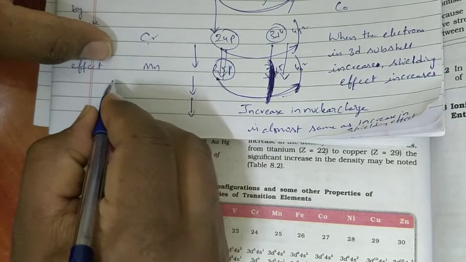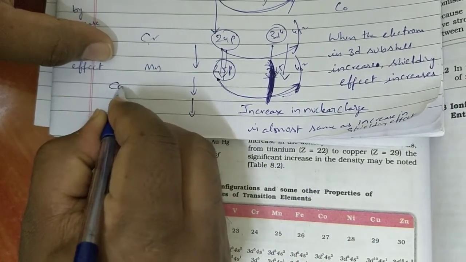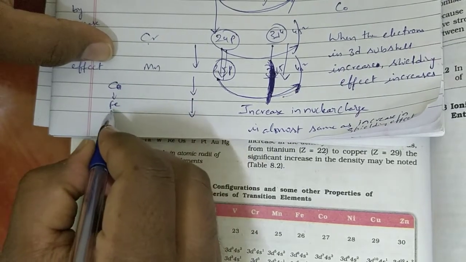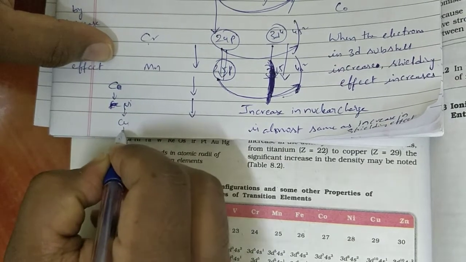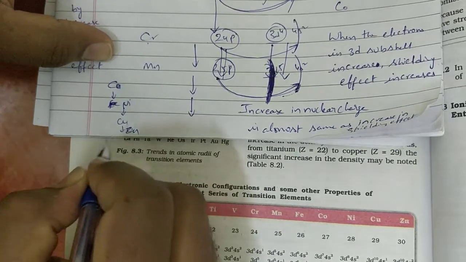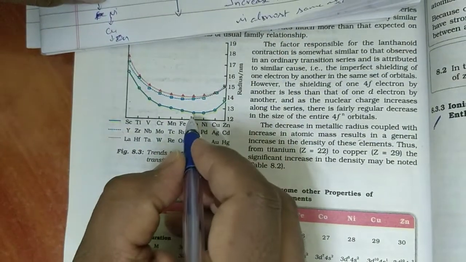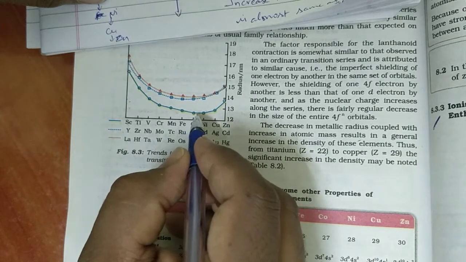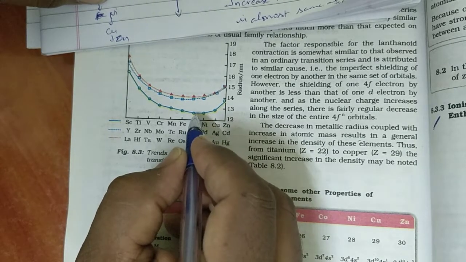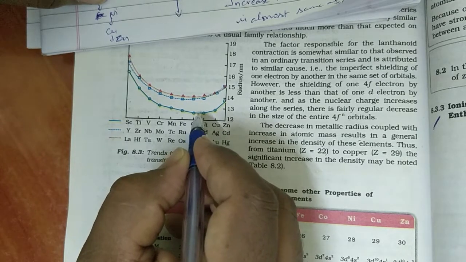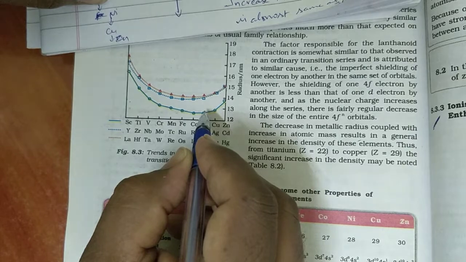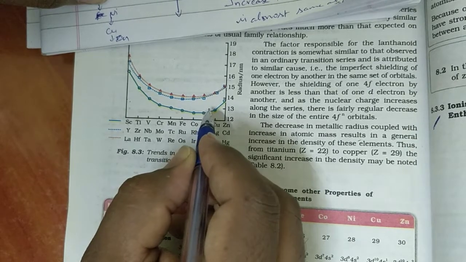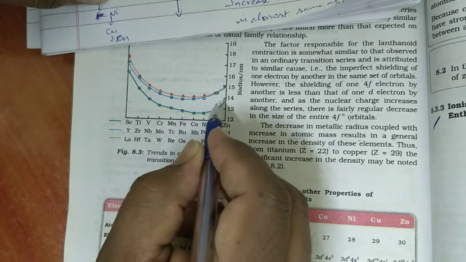That's why from cobalt to nickel, nickel to copper, copper to zinc, what happened to the size of the atom? Increases. See, cobalt to nickel, slight increase. Here, shielding effect is slightly dominating the nuclear charge. Here, shielding effect furthermore increases. Shielding effect dominates higher than nuclear charge. Here, furthermore shielding effect dominates.